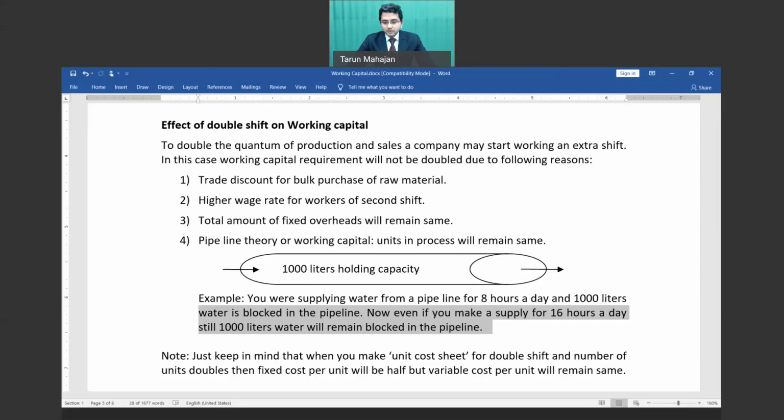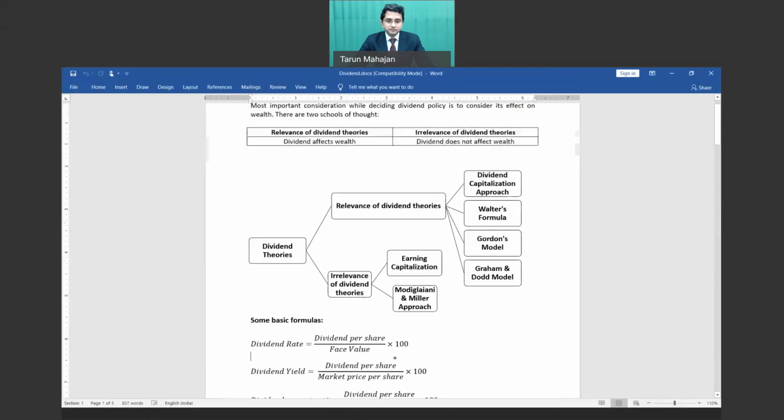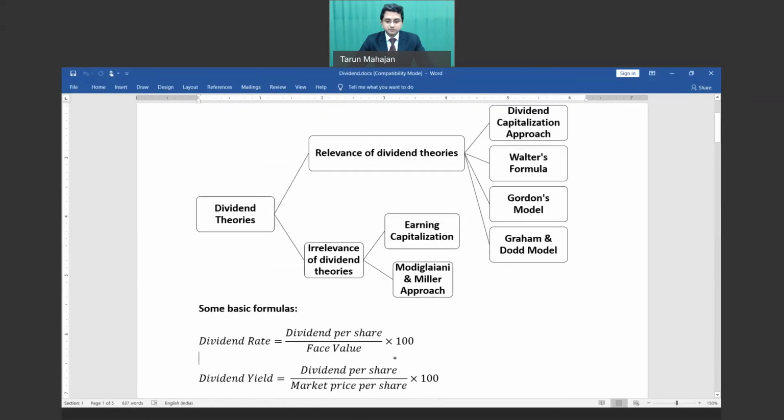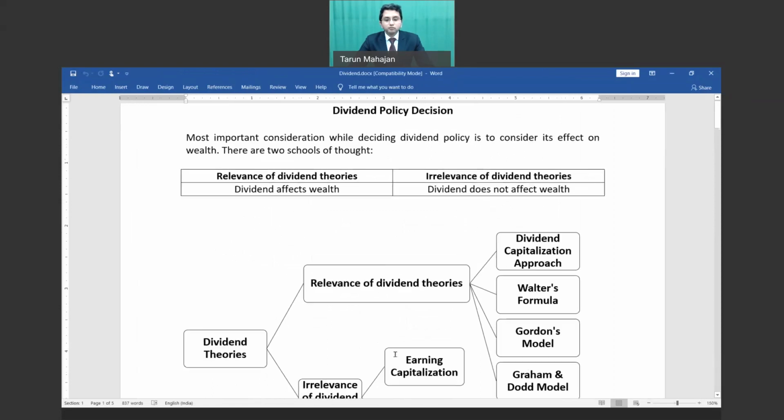So that's it for working capital management. And now we are heading for dividend policy decision.